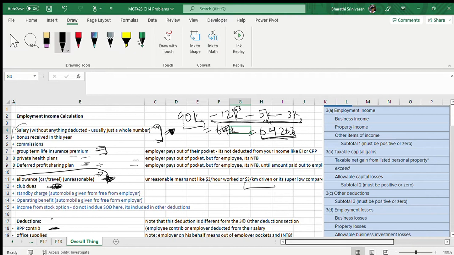If somebody tells you, oh look, we got you a free golf club membership as part of your work benefit, that's bad because you're going to have to tax it. That stuff is always taxed.